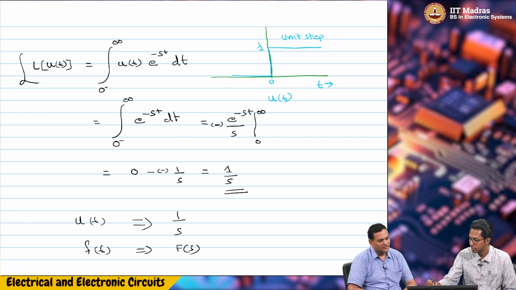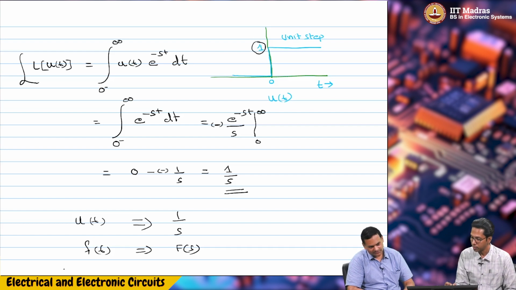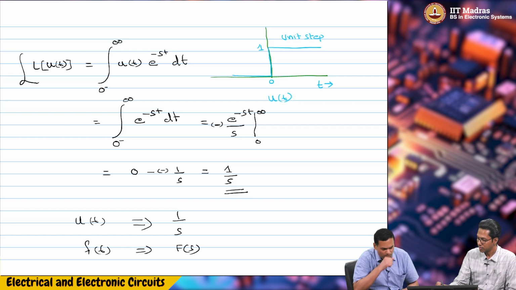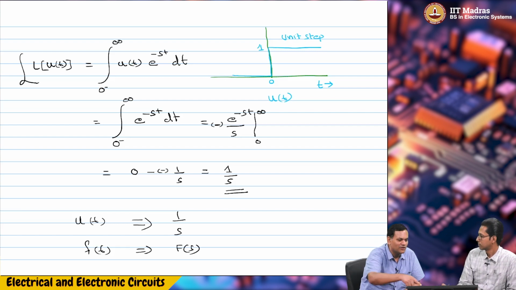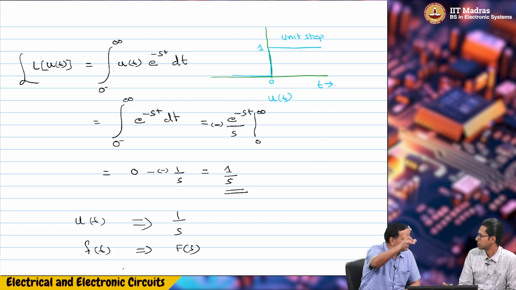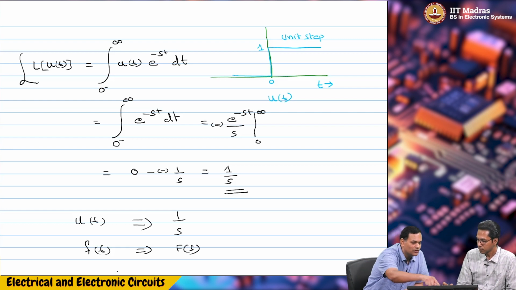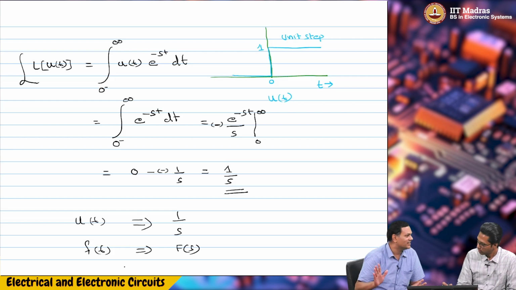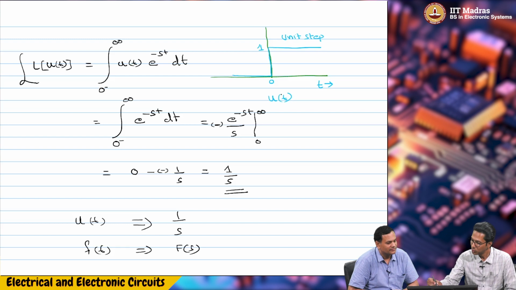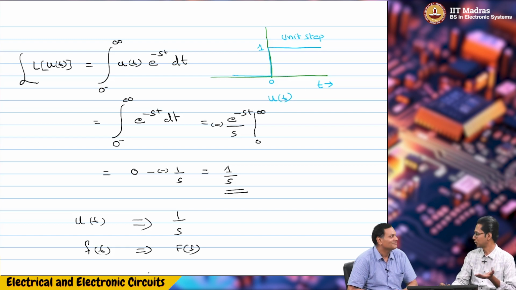And this height 1 could be something else also. Let's say it's 10. Then it just becomes 10 times u of t, because instead of u of t, I can just say 10 times u of t. 10 will just go outside the integral. So it will just be 10 by s. Exactly. Perfect.